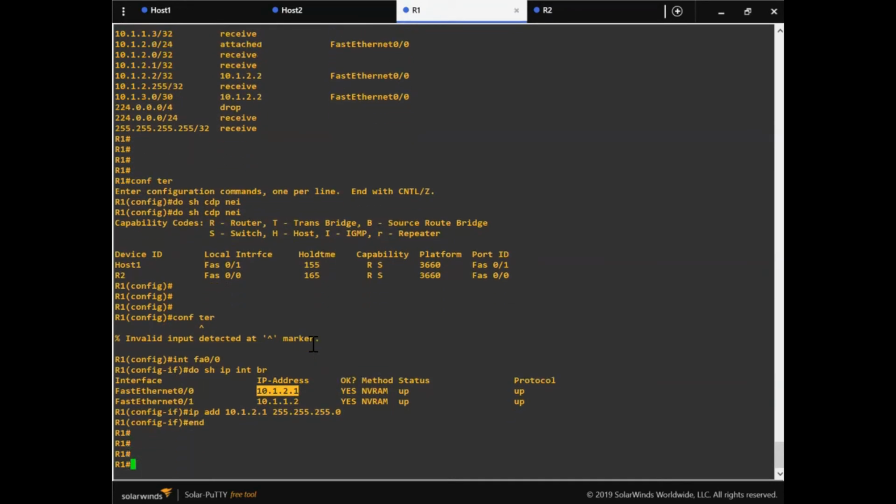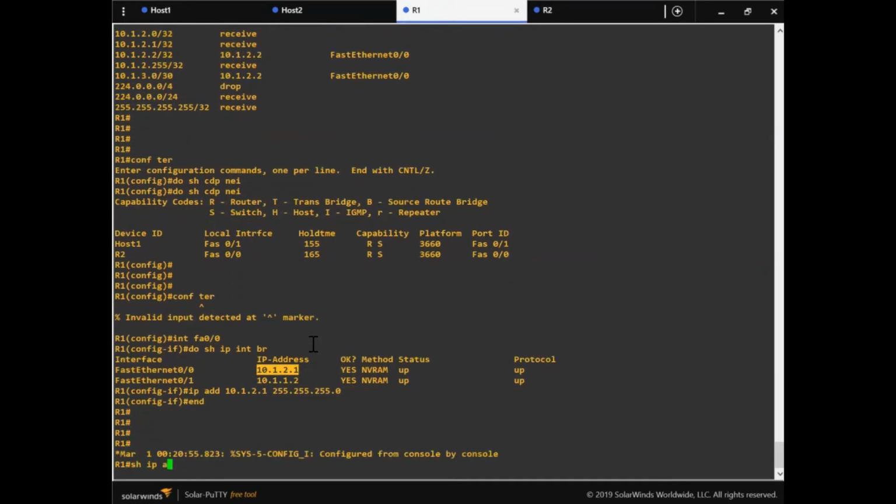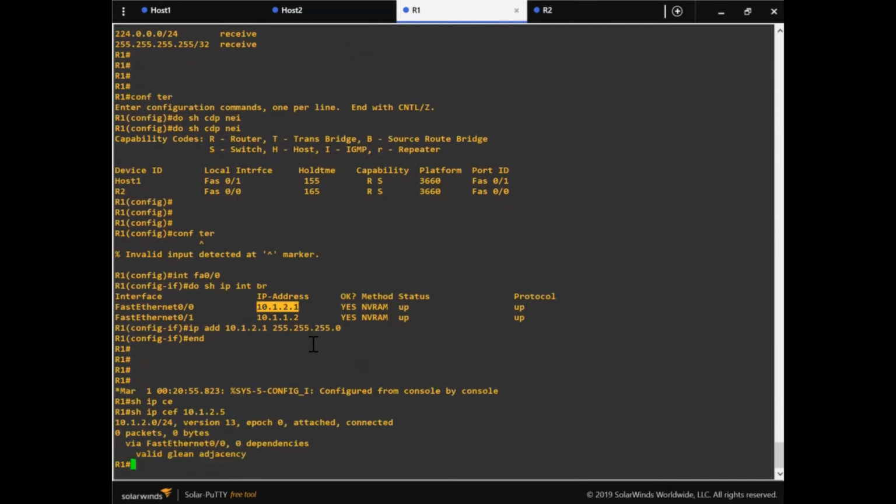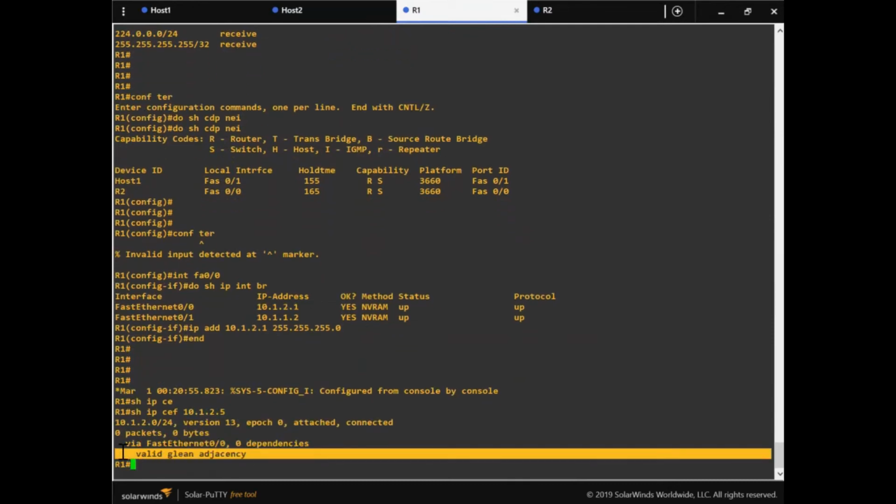And now, if I want to check, show IP CEF for 10.1.2.5. Can you see glean? What it is telling is, yes, I have the entry for 10.1.2.0/24, but since I don't know about the MAC address, I need to go to the CPU for that, but it is a valid glean adjacency.